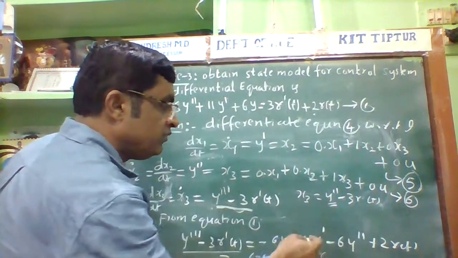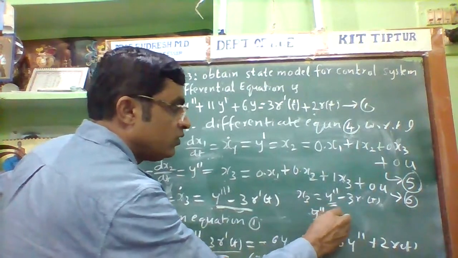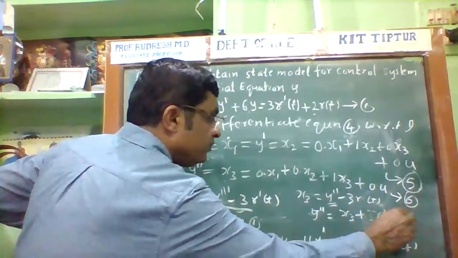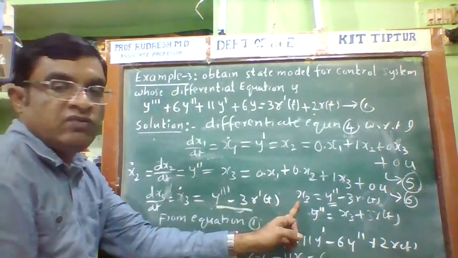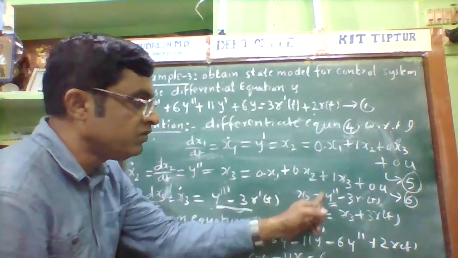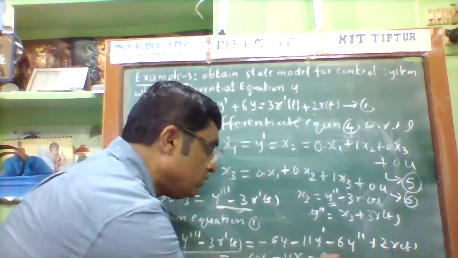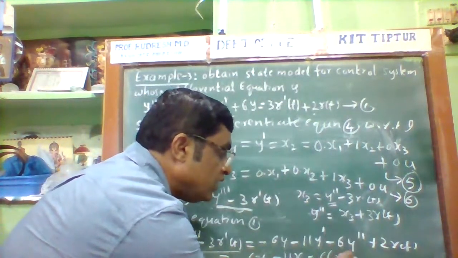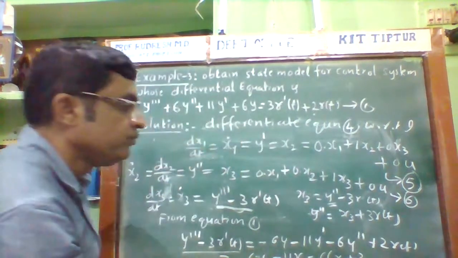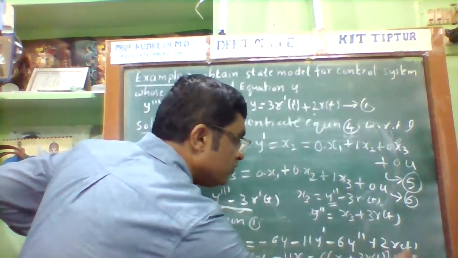Now what is the y double dash value? Y double dash is equal to x3 plus 3 into r of t. By choosing the state variable, I have taken x3 is equal to y double dash minus 3 into r of t. Now, if I want y double dash, what is the value? X3 plus 3 into r of t. Here I should write 6 into x3 plus 3 into r of t, plus 2 into r of t.